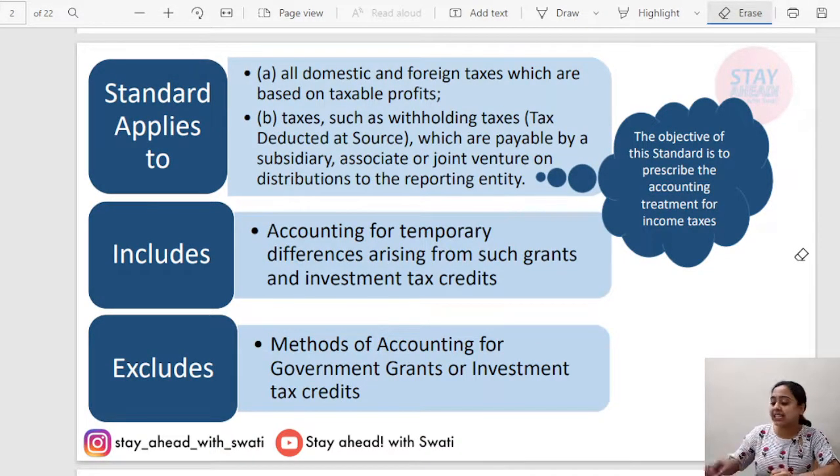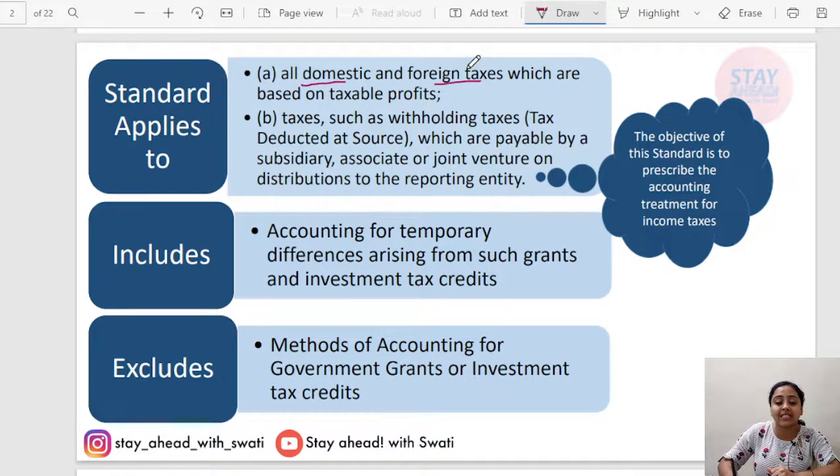So basically this standard Ind AS 12 applies to all the domestic and foreign taxes, all the taxes even if they are domestic or foreign, whether they are within India or outside India. Okay, it also includes taxes, for example withholding taxes. This is very much similar to TDS, tax deducted at source in India, which are payable by the subsidiary, associate or joint ventures on distribution to the reporting entity.